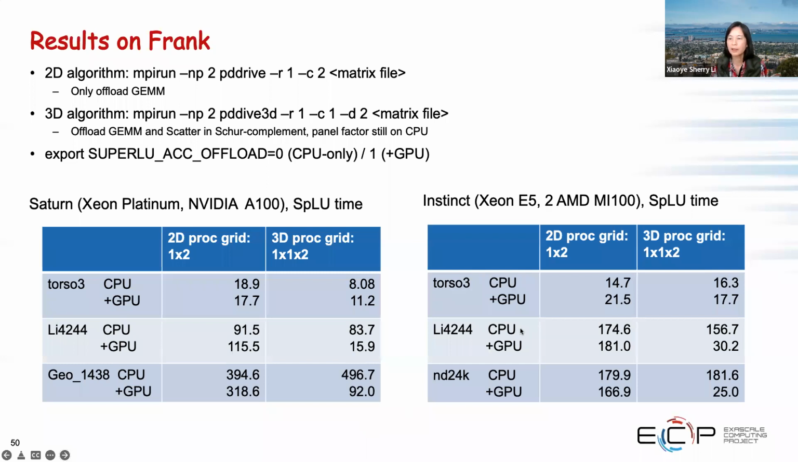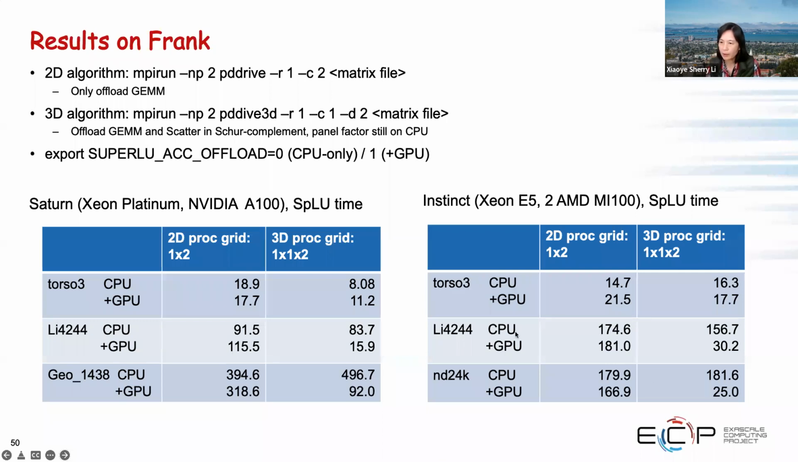And let's maybe look at this AMD, because everybody knows CUDA, NVIDIA, so AMD is still relatively new. So I have 3 matrices here, and this is how you run this code: the 2D code is the PD driver, and the 3D code is 3D. And by default, this environment variable is set to 1, so it uses the GPU, but you can set this to 0 to turn off the GPU.